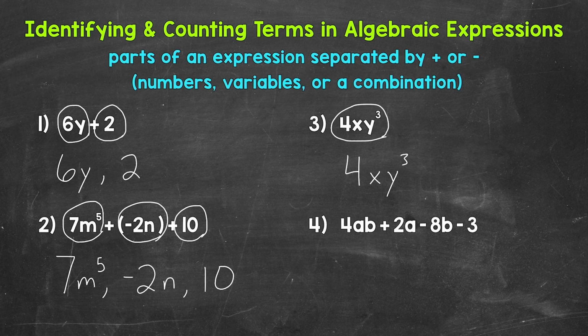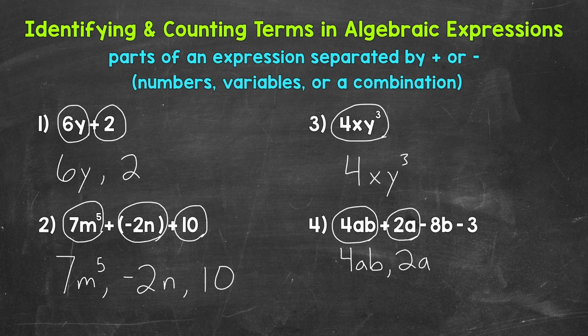Lastly, let's move on to number 4, where we have 4ab plus 2a minus 8b minus 3. So let's look for the parts, the terms that make up this algebraic expression. We'll start with 4ab. So we have 4ab and then an addition sign, so we can see that this is our first term. Then we have that addition sign and then 2a. So 2a is the second term, and it's a positive 2a.